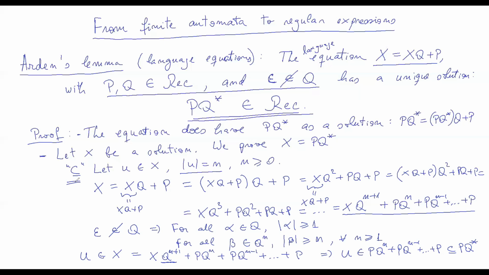So again, the key point in this part of the argument is that epsilon is not part of Q. So Q really consists of words of length 1 or more, which means that when I'm iterating this Q to power n plus 1, all the words in here have length n plus 1 or more. So our u cannot be in this part of the union. It's got to be in this part, and that's certainly a subset of PQ star.